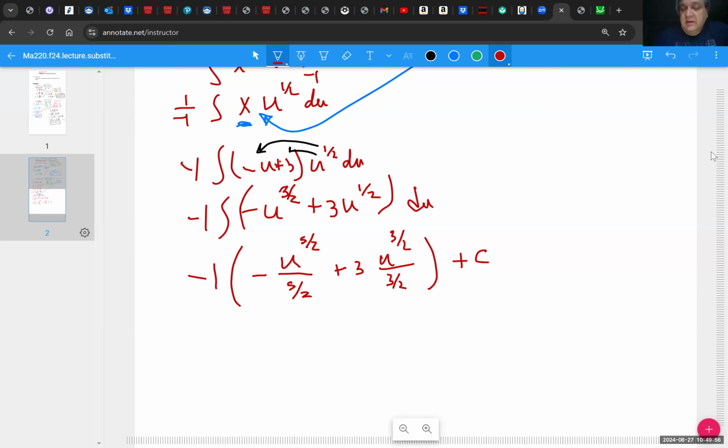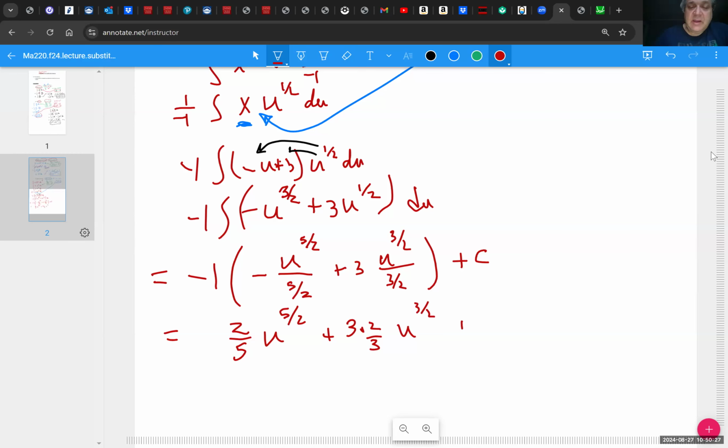Last thing I do is just kind of simplify things, make things look a little bit less messy. And so my final answer, I get a negative times a negative is a positive. I can reciprocal the 2/5 or the 5/2 to 2/5. So 2/5 u to the 5/2. Here, I'm going to keep the 3 here and reciprocal the 3/2 to be 2/3. So 3 times 2/3. It looks like the 3's divide out to equal 1. And I get u to the 3/2. And then I get plus c.